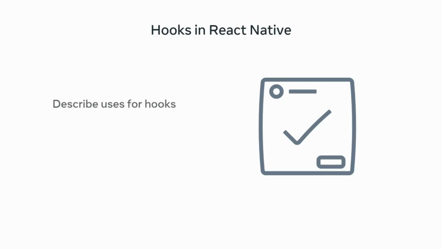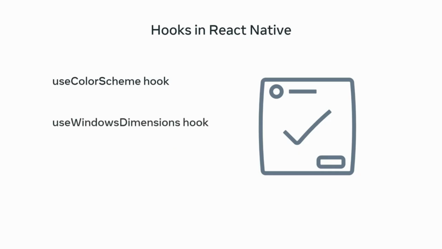You then undertook the third lesson in this module, where you went in depth into hooks in React Native. Following this lesson, you should now be able to describe situations in which hooks are useful and describe the basic coding structure for applying a hook in a component. You should also know how and when to make use of several common hooks, namely the Use Color Scheme hook, the Use Windows Dimensions hook, and several community hooks created by the React Native developer community.